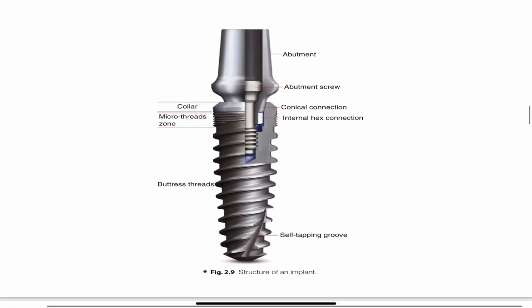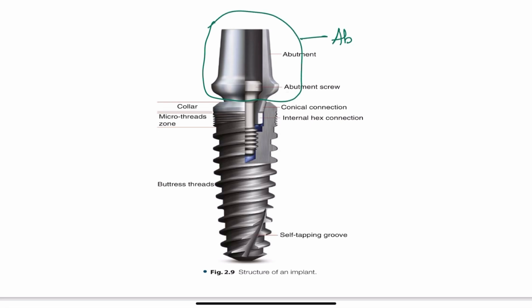So this is the design. So this is the superstructure. Over here the superstructure is an abutment. So this abutment has been attached to the implant body by means of an abutment screw.